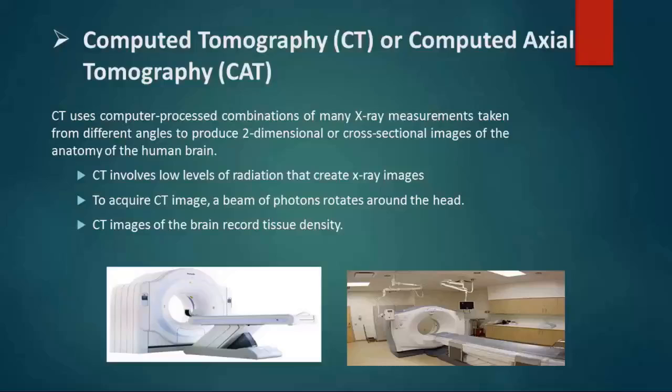This simply means that when looking at the diagram below, we could see the CT machine. When a person is put on the stretcher, the person is pulled into it, and the oval opening of this machine takes images of the human brain from different angles. The CT scan involves lower levels of radiation, and they create X-ray images. In a CT machine, a beam of photons rotates around the human head, and as the photons rotate around the head, it takes various images from different angles and produces two-dimensional or cross-sectional images of the human brain.